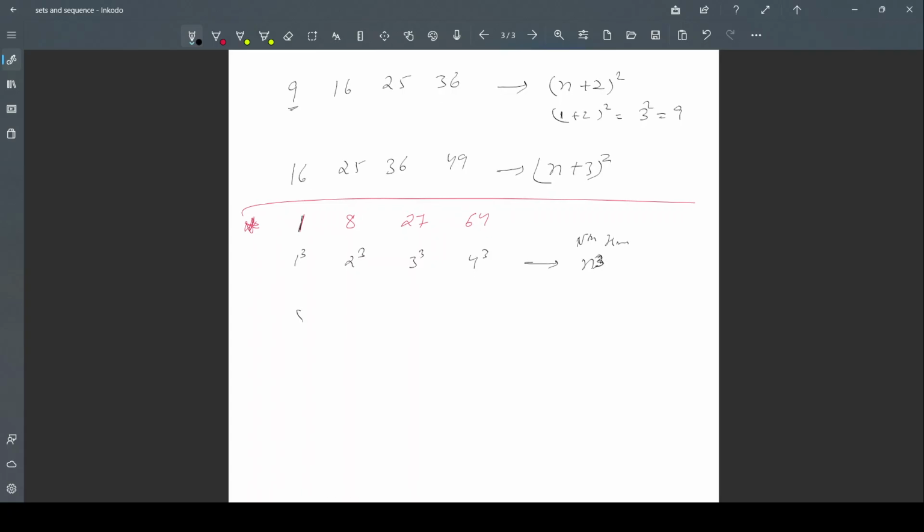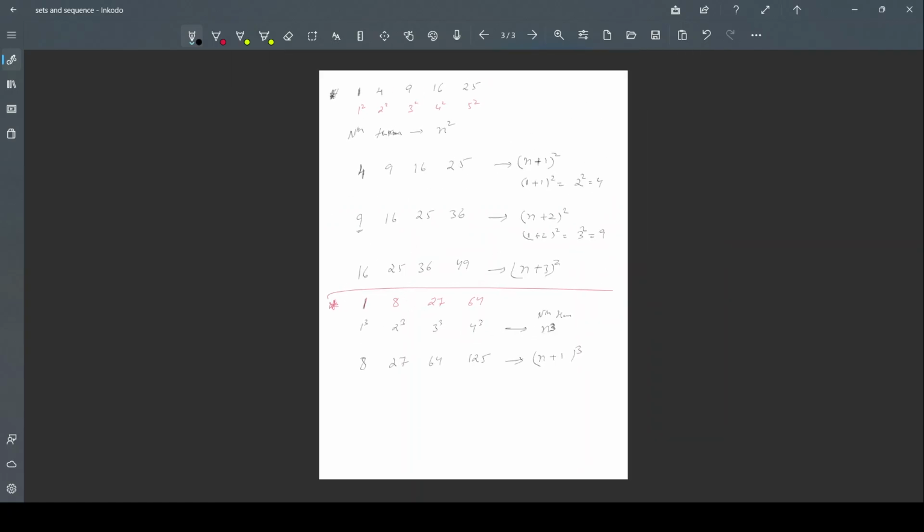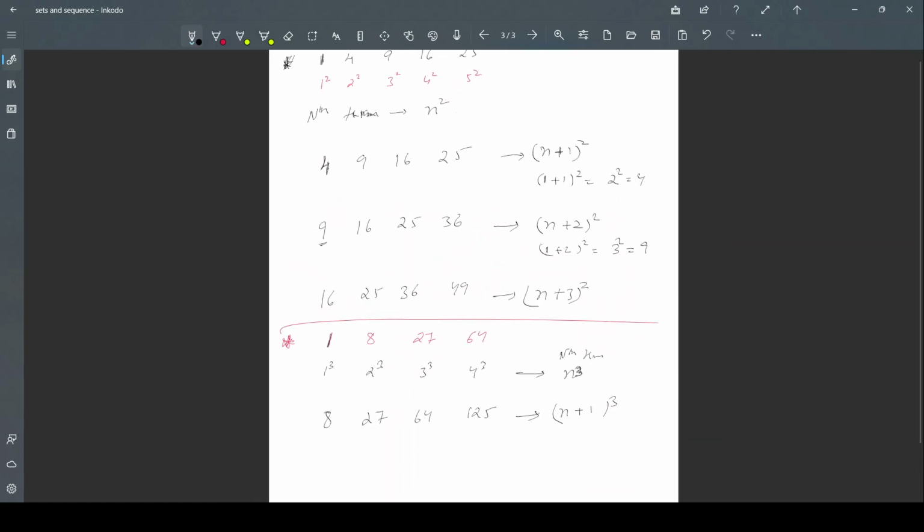But if the sequence is starting with 8, 27, 64 and 125, then what will happen? Because it's being shifted one unit to the left side, it will be (n plus 1) whole cube. The same way, if the sequence is shifted 2 units to the left side, it will be like that. Okay, so you have to keep it in mind. This is how it works, the square and cube.